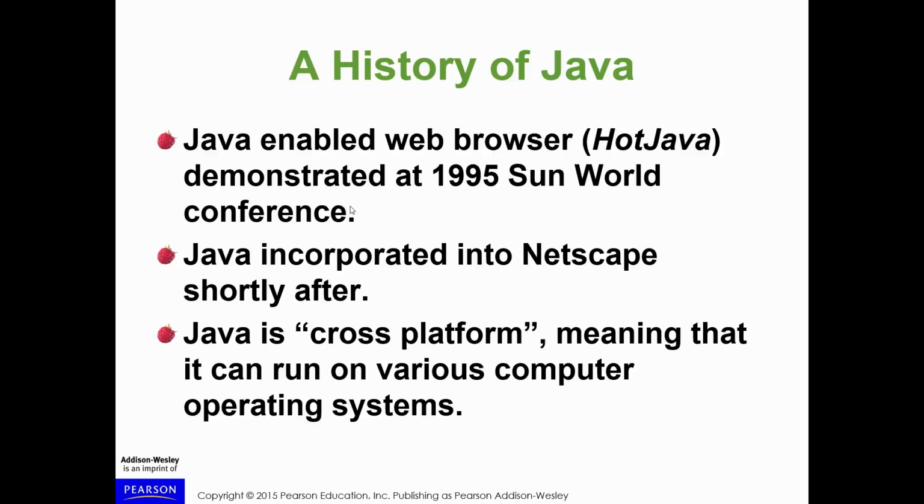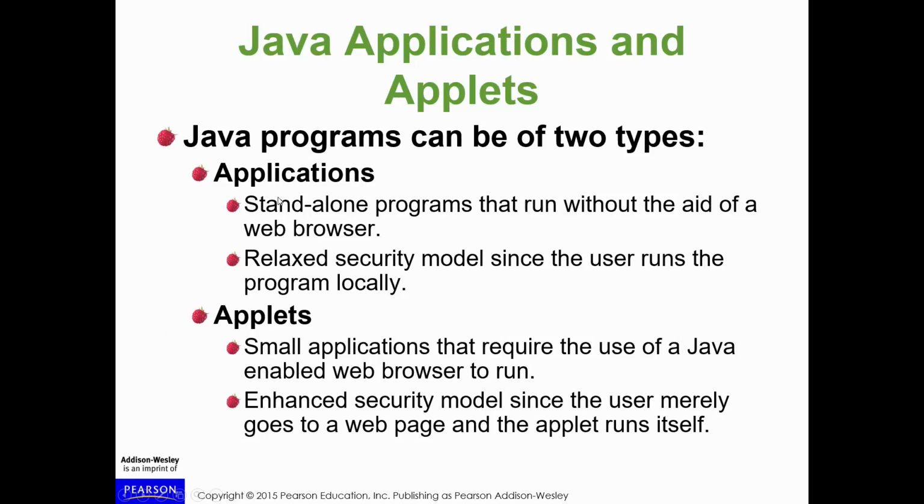If we look on the bottom bullet here, it says Java is cross-platform. And what that means is that you should be able to run a Java program on virtually any kind of computer. Already mentioned, there's two different types of applications. Most of the work we do in here will be applications. You can also run Java applets. The difference is an application is a standalone program, an applet must run under a browser.